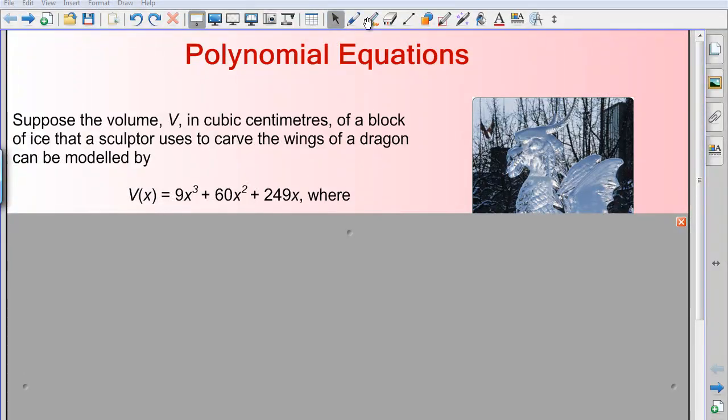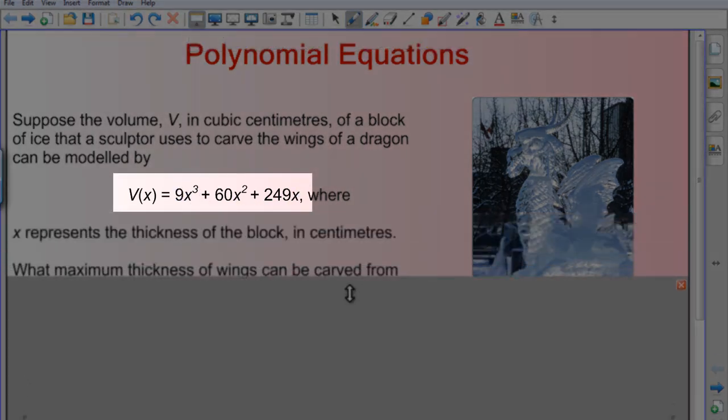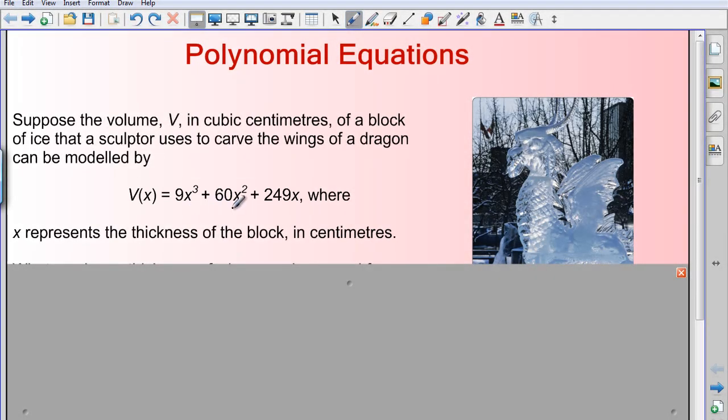Our third lesson in this series is looking at polynomial equations and continuing to factor. If we take a quick look at an example that we were shown in the first exercise, it represents the volume equation for an ice block that a sculptor might be carving. X in this case represents the thickness of the block and V is the volume.